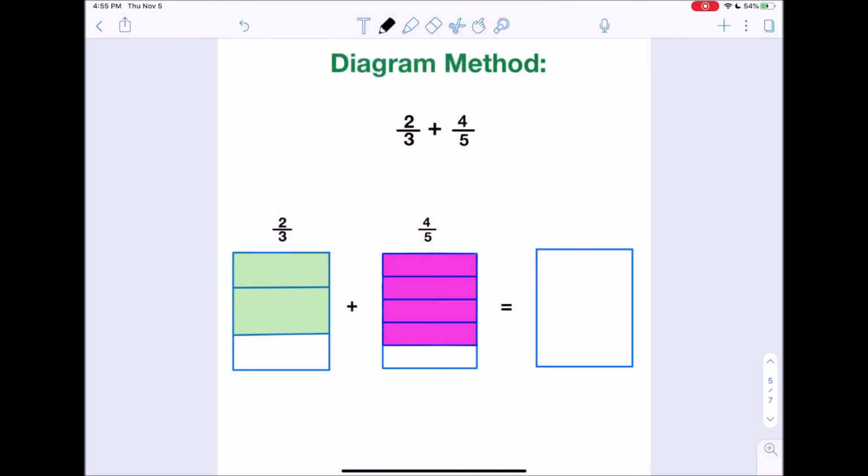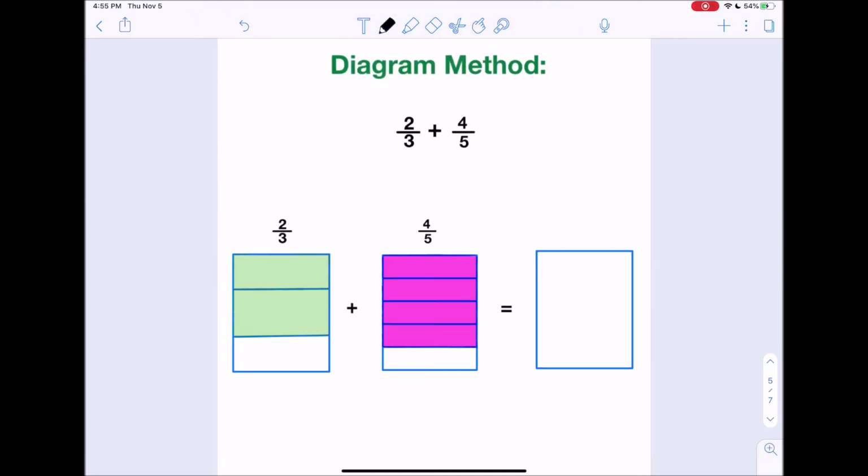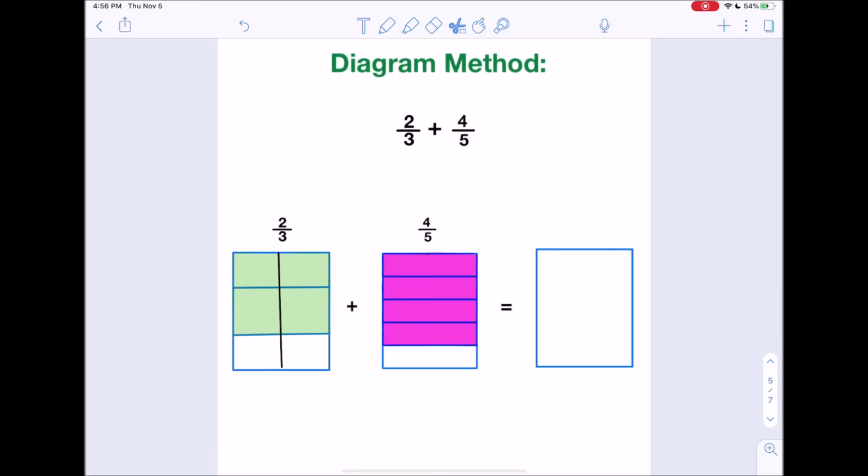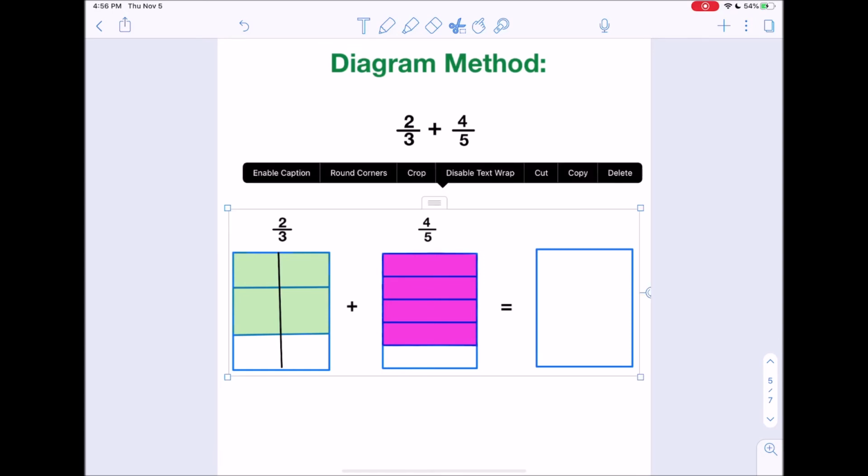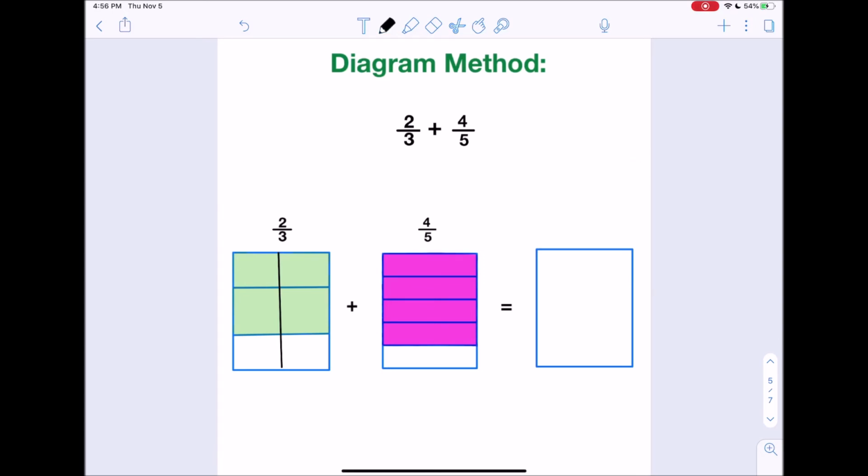Now, 3 is less than 5, so we are going to go ahead and divide 2/3 and see what we get. Okay, so now we have 1, 2, 3, 4, 5, 6 parts in our first rectangle. Well, 6 parts is bigger than 5 parts, so now we know we have to divide our second rectangle, because remember, the goal is to make them the same number.